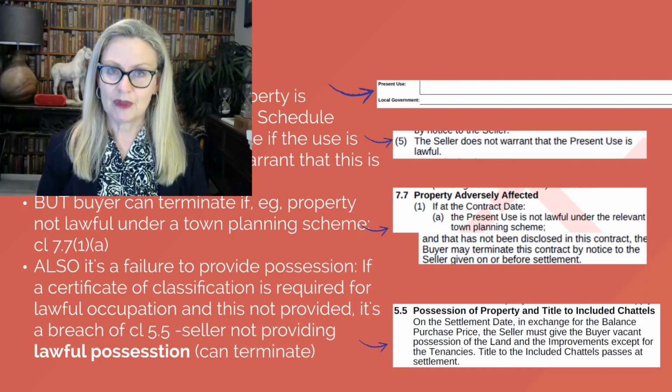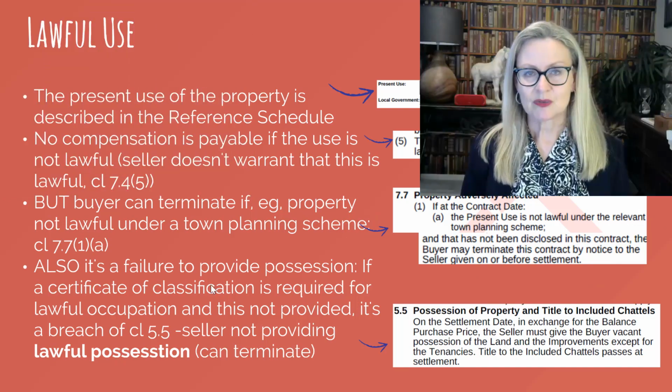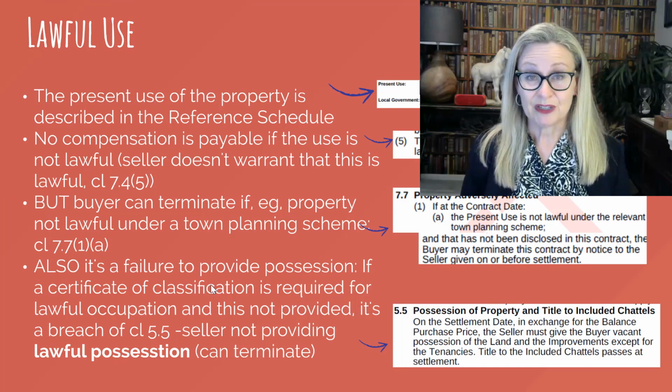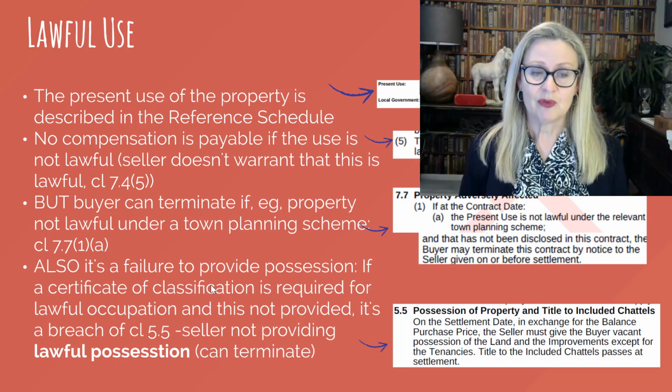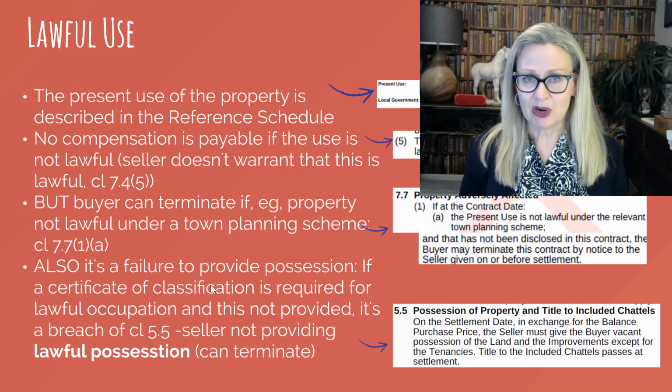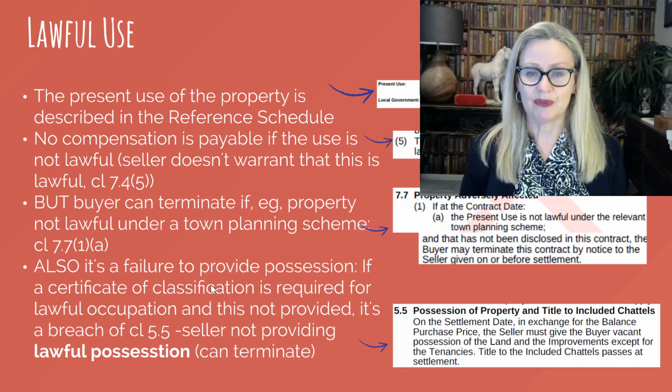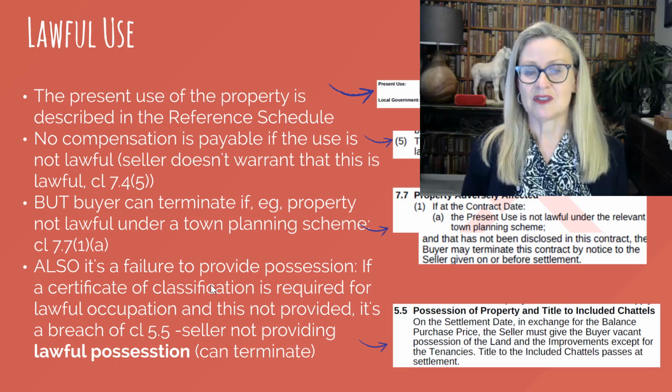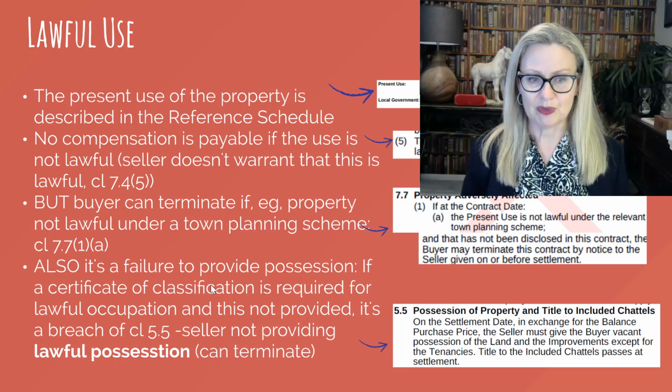Now, that was a good recap, but how does that all tie into vacant possession and nature of possession? Well, it's also going to be a failure to provide possession, and there will be a breach of clause 5.5. So if a certificate of classification is required, for example under a town planning scheme, for the buyer to lawfully occupy the property and that is not provided, then the seller has not provided lawful possession.